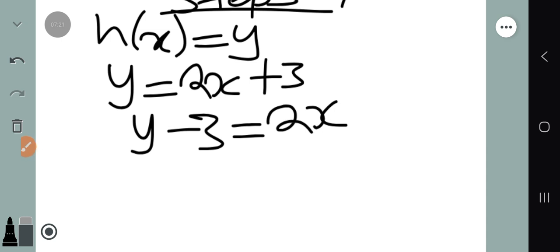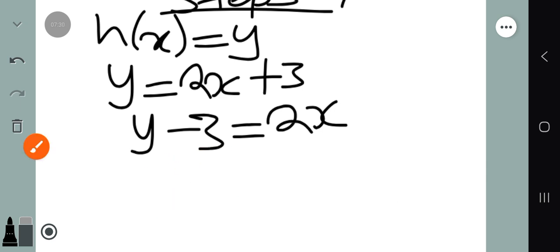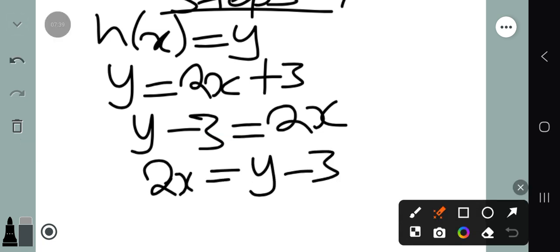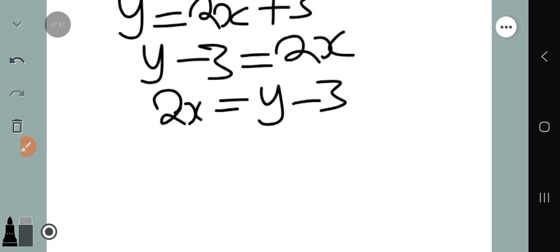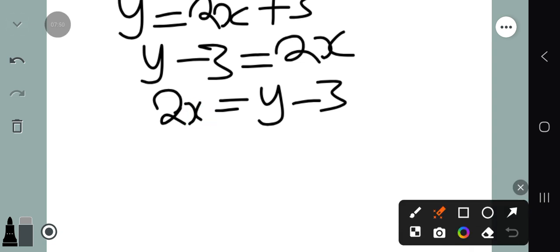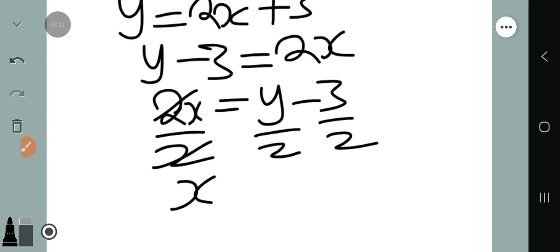So now, let me just rearrange. 2x is going to be here, equals to that. So, 2x equals to y minus 3. So this is the same as that. I've just rearranged this, I've not changed anything. Now, since we are only interested in x, I'm going to divide everything by 2, all right? So over 2, also here over 2, also here over 2. So I cancel that one. So x equals to what?